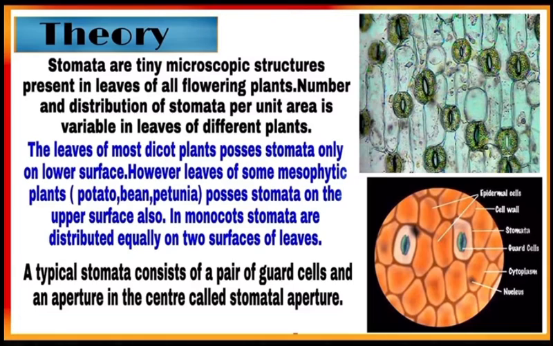Now, see the structure of stomata. See the diagram. A typical stomata consists of a pair of guard cells and an aperture in the center, and this aperture is called as stomatal aperture.